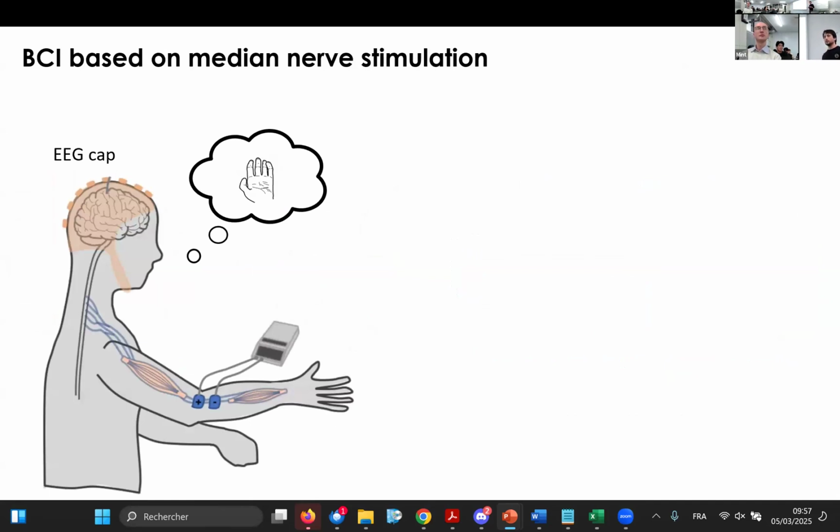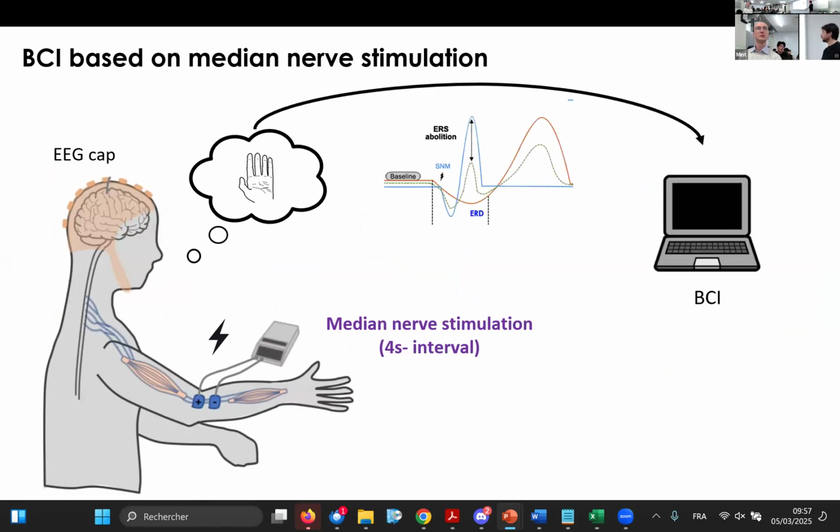The subject will perform the motor imagery task when they want to, and in parallel, we will stimulate the median nerve every 3 or 4 seconds. And after each stimulation, the classifier will just analyze whether there is an ERD or an ERS. If there is an ERS pattern, it means that the subject is in resting state, and the ERS from the median nerve stimulation could appear. But if there is an ERD, it means that the ERD from the motor imagery task hides the ERS from the median nerve stimulation.